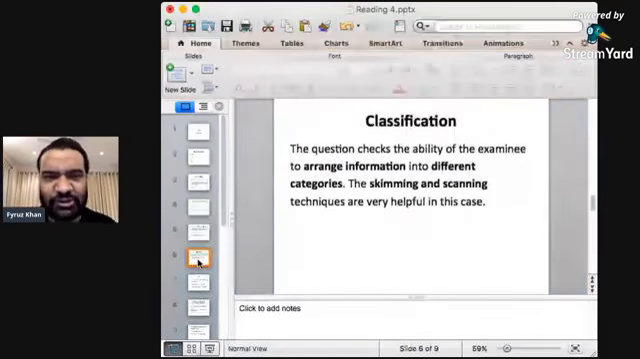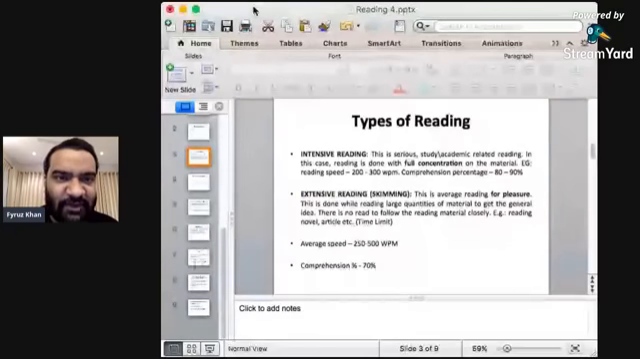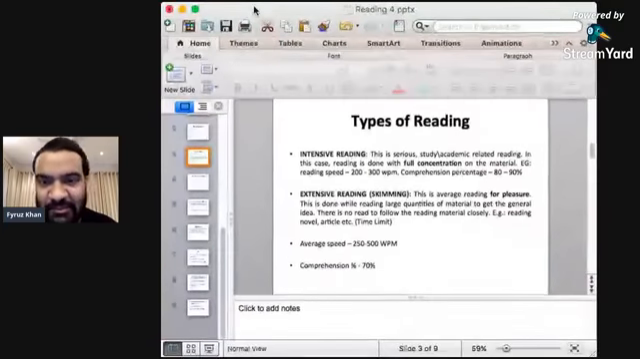So yeah, classification, note completion. We've done this in the class. We're not going to do this. It's the same thing.